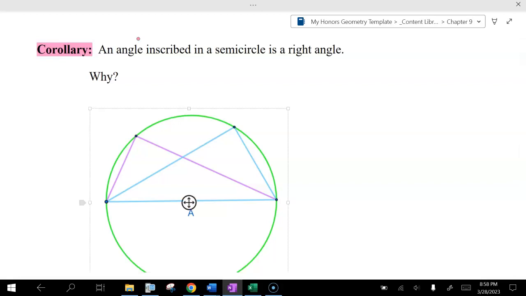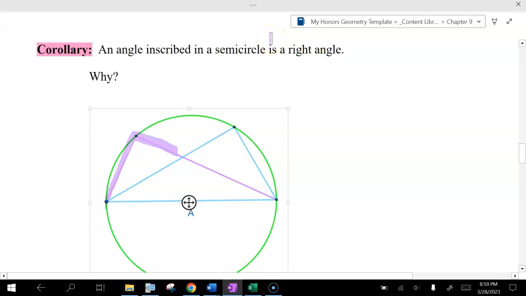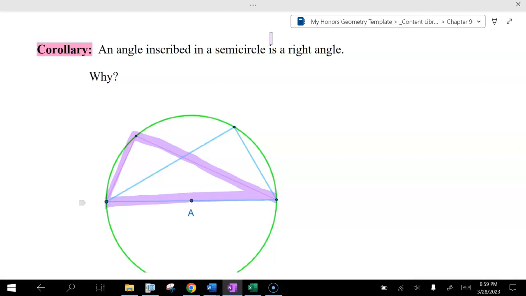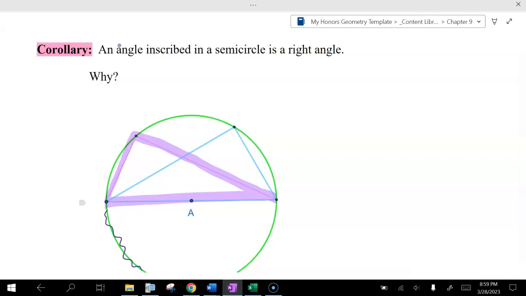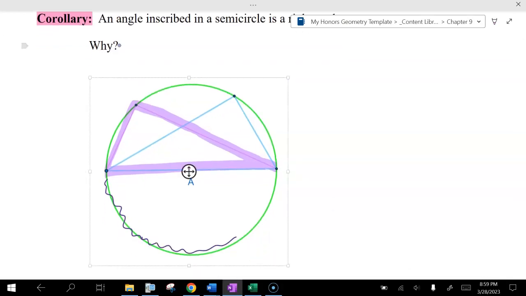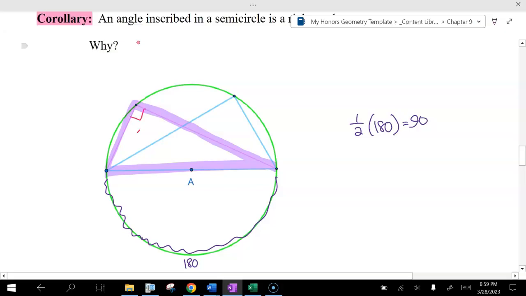Hopefully what you realized is that when you're looking at the angle inscribed in a semicircle, if we look at this purple angle right here, you notice that the endpoints are on the diameter, which means that the intercepted arc is this semicircle, and a semicircle has a measure of 180 degrees. So the inscribed angle is going to be 1/2 of 180 degrees, which means that that has to be a 90-degree angle.